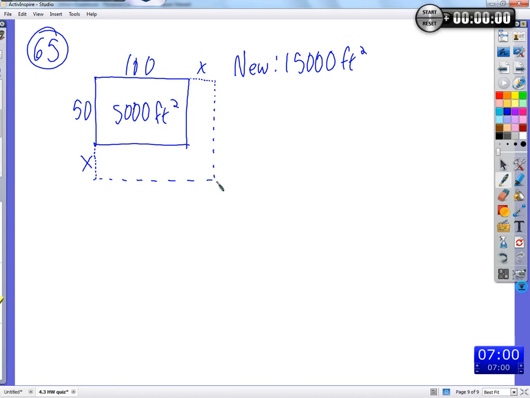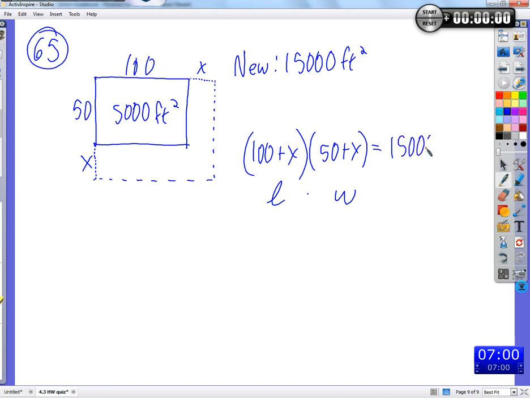How am I going to find the area of this new rectangle? Well, we want to write an expression for the area of this new rectangle. How do you find the area of a rectangle? Length times width. The length of the old rectangle was 100, and the width was 50. Well, let's express the length. What's the new length? 100 plus x. That's our length. What's the width? 50 plus x. When we multiply those together, what are we going to get for our area? 15,000 square feet.